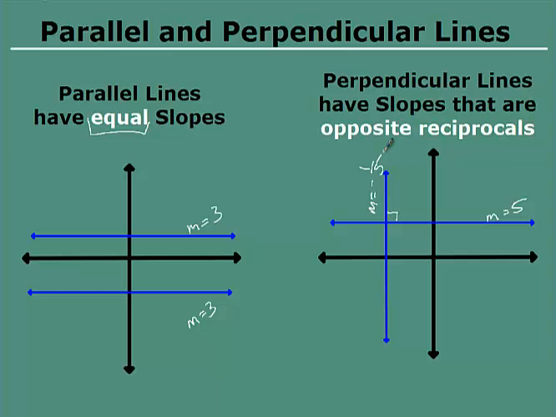So reciprocal means flip the fraction, right? So this is 5 over 1. So you change the sign and then flip the fraction. Everybody all right with that idea, yes or no, with that connection? So if lines are perpendicular, their slopes are opposite reciprocal. So one positive, one negative, and you take the fractions and flip them over. Okay? So let's take a look and see if we can figure out the next part.